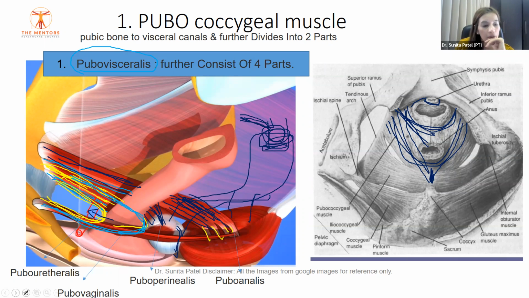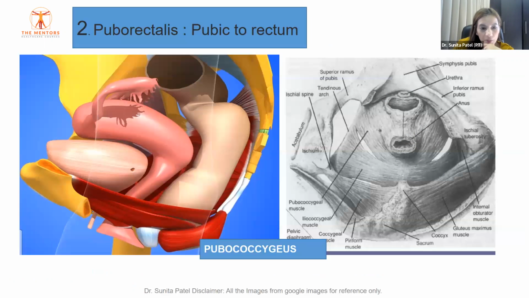This is the deeper layer. And again, a beautiful demonstration from our pubic symphysis. First, this one. Second, around the vagina. Third, the pubourethralis, pubovaginalis. Third, around the perineal body. Fourth, around the anus, external sphincter, puboanalis. And fifth, all the way encircling the rectum.